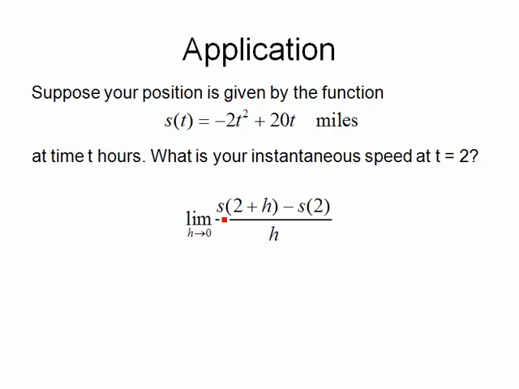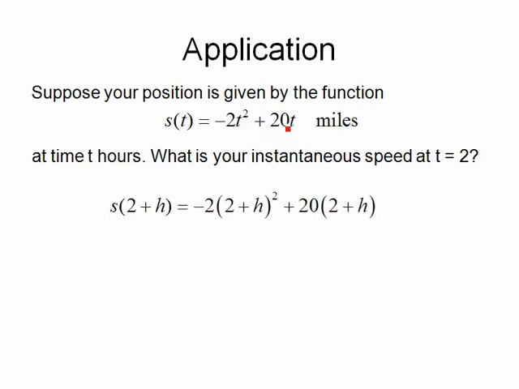Our function's called s here, so we're going to do s of 2 plus h minus s of 2, divided by h. To do that, the first thing I need to do is figure out what s of 2 plus h is. What that means is I have to put 2 plus h inside of my function here. So everywhere I see t, I'm going to put 2 plus h. So I get minus 2 times the quantity 2 plus h squared, plus 20 times 2 plus h. Notice that where the 2 plus h's are, we had t in the original function. Basically, all we're doing is changing t to 2 plus h.